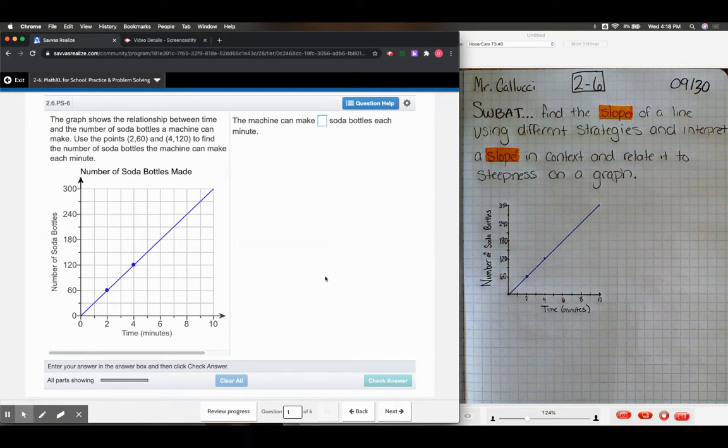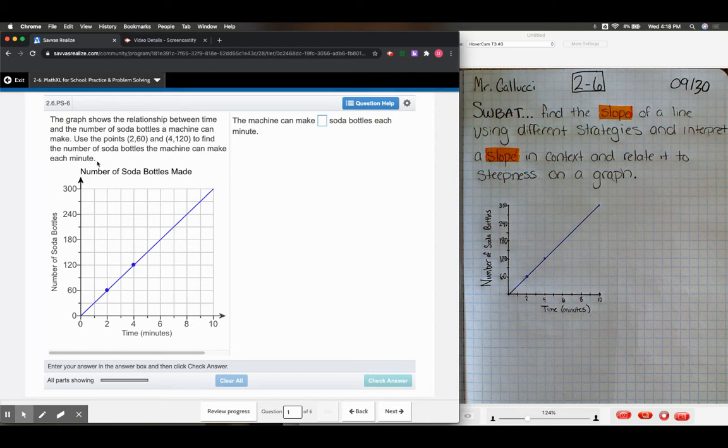All right, let's go. The graph shows the relationship between the time and the number of soda bottles a machine can make. Use the points (2, 60), which is right here, this blue dot, and (4, 120) to find the number of soda bottles the machine can make each minute.